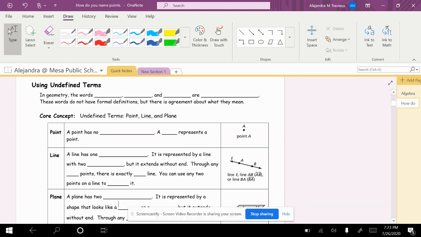Okay, so now that we have our essential question, we can get going into the actual nitty-gritty of our information. So we're going to be starting with using undefined terms. In geometry, the words point.